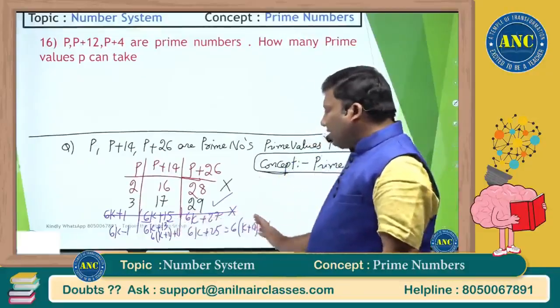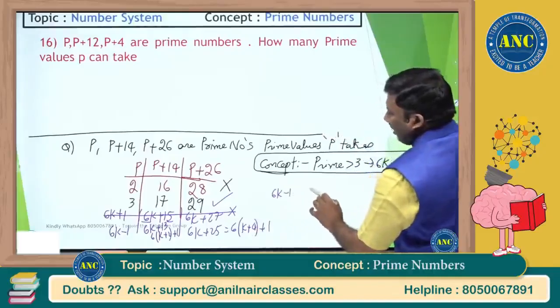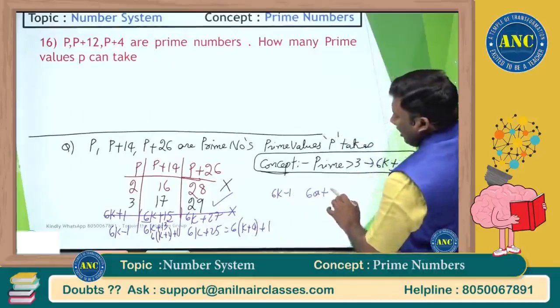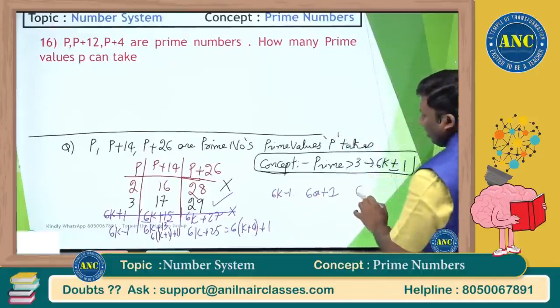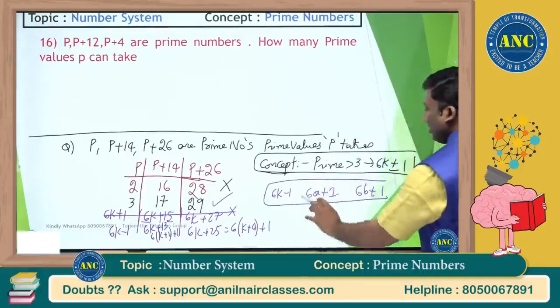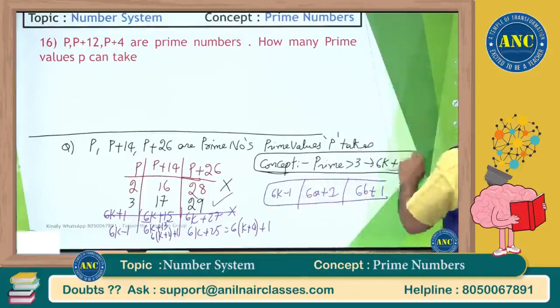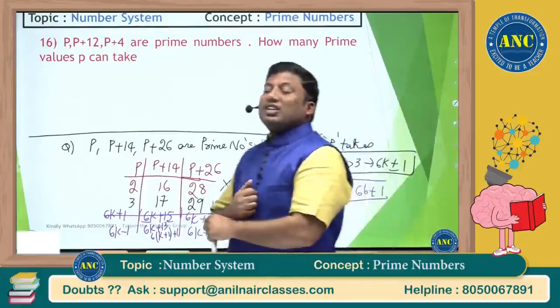6A plus 1 and 6B plus 1. For me what is important is 6K minus 1. K plus 2 I am calling as A, K plus 4 I am calling as B. I got a series like this: 6K minus 1, 6A plus 1, 6B plus 1.